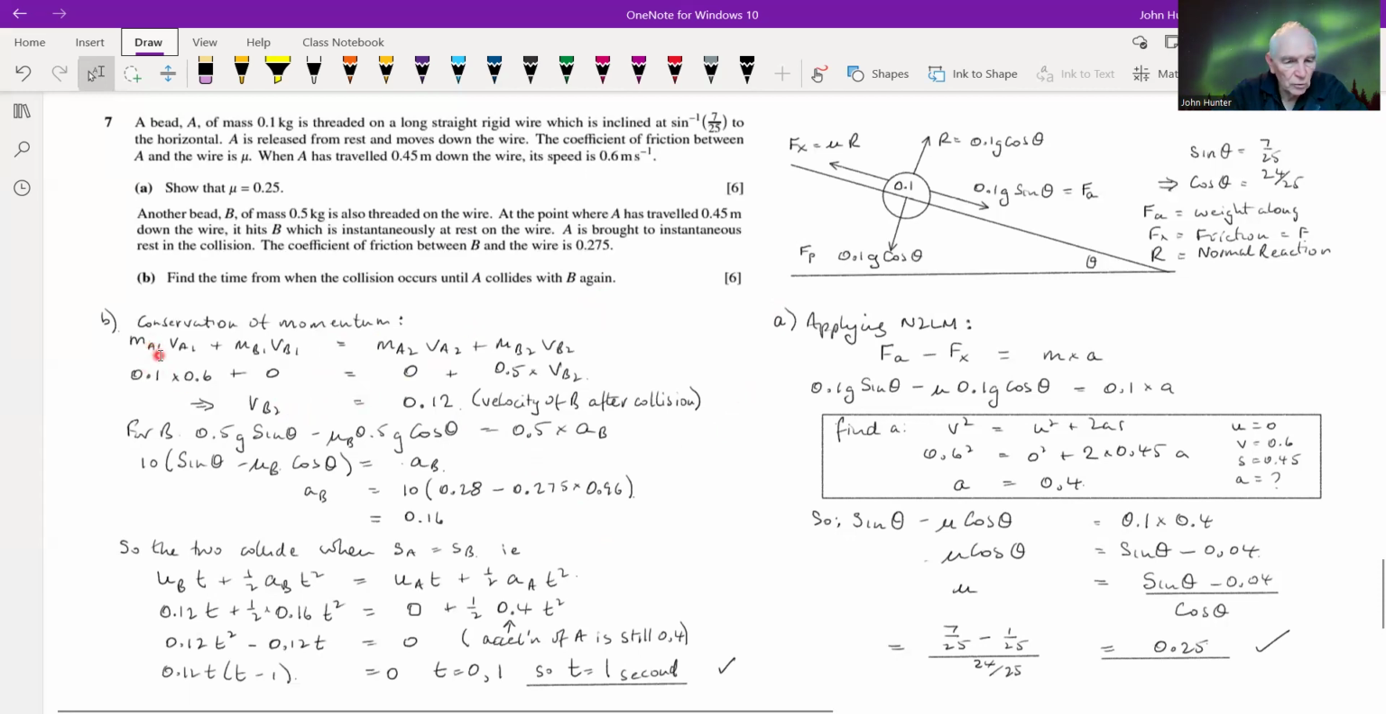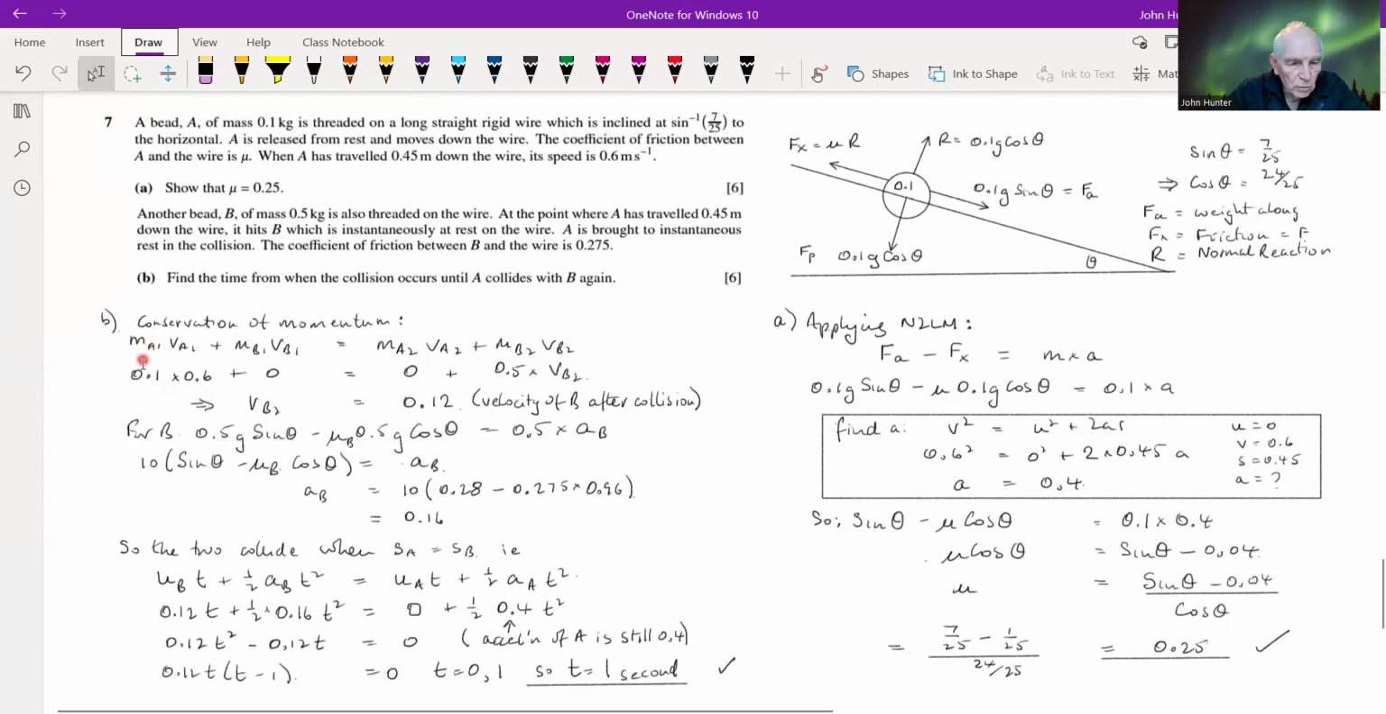So let's have a look what happens. First thing we want to know is what happens to B when it sets off, when it receives this kind of impact from A. And we can apply the principle of conservation of momentum to this. So basically the total momentum. So the momentum of A, which is the mass times velocity before the collision, plus the momentum of B, is equal to the momentum of A after the collision and the momentum of B after the collision.